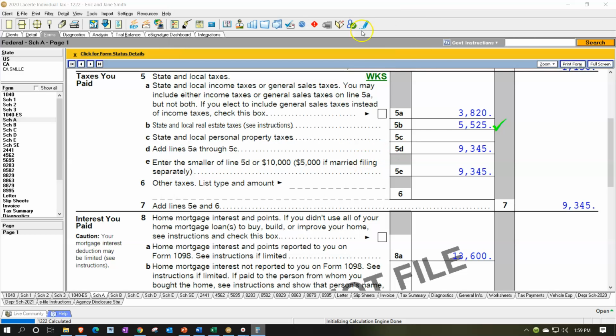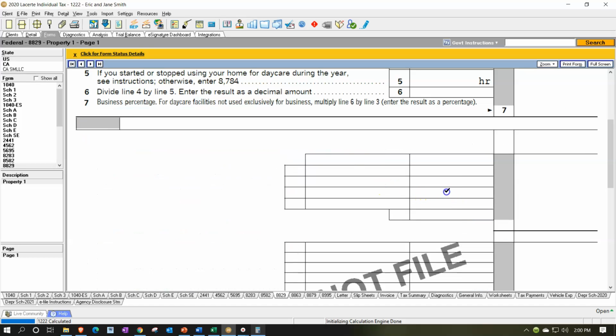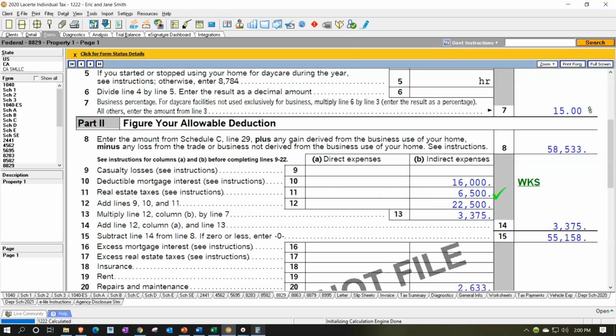So what happened here is, instead of taking the whole 65 here, we took 5525 of it, and the rest of it went down here on the business use of the home office, which is here, right? So we had that 65 here, and then we got 15% of it.